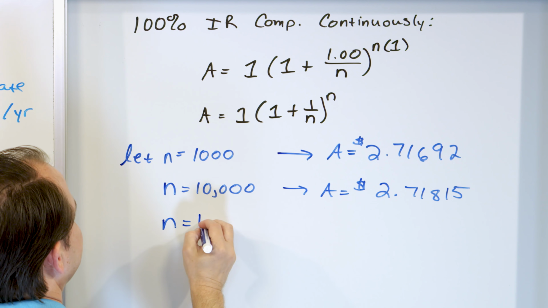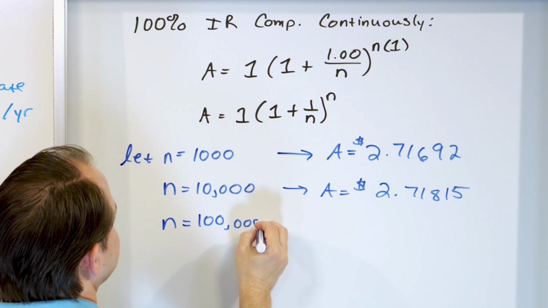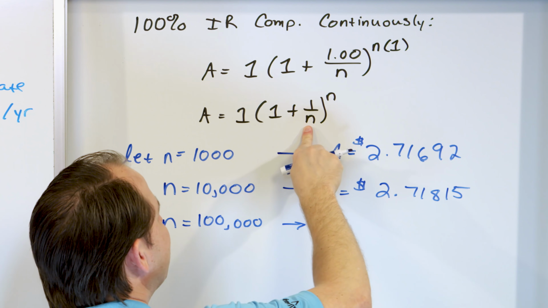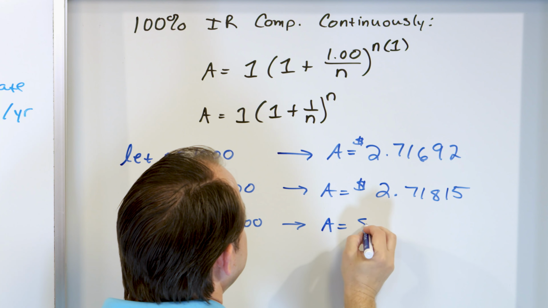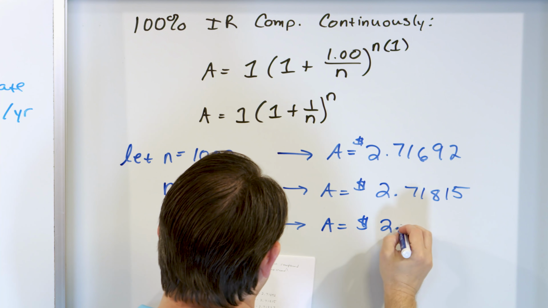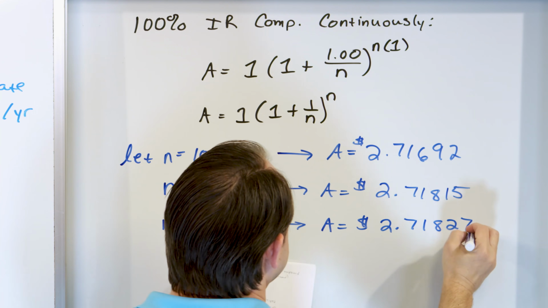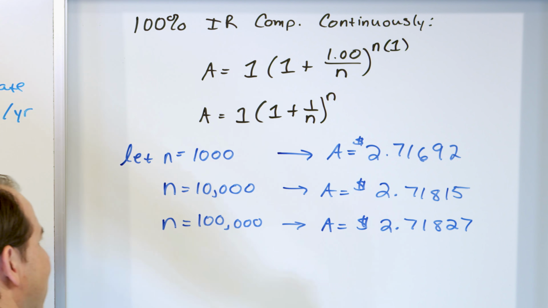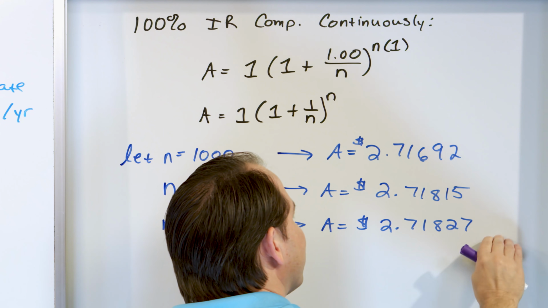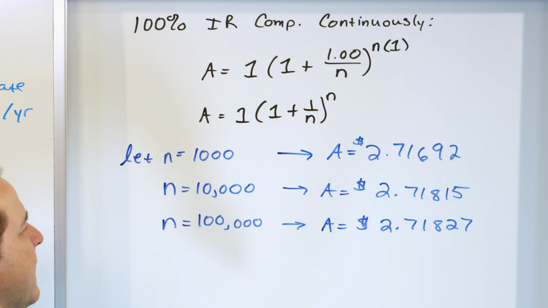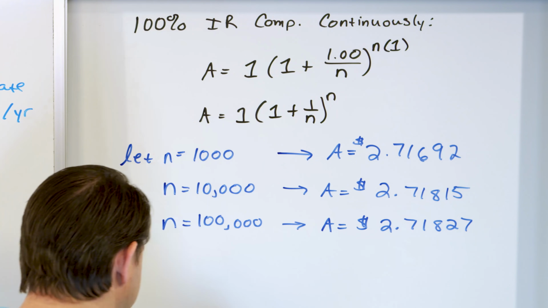Let's go to our last one, 100,000. 100,000 here, I chop the year into 100,000 pieces, I raise it to 100,000, and then the number that I get here is 2.71827. Again, very little difference between these. You can see as I increase the number n, I'm rapidly approaching some critical value. I'm never going to get past 2.8, right?